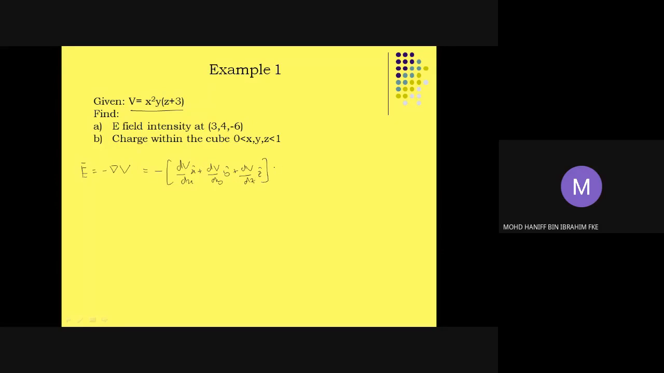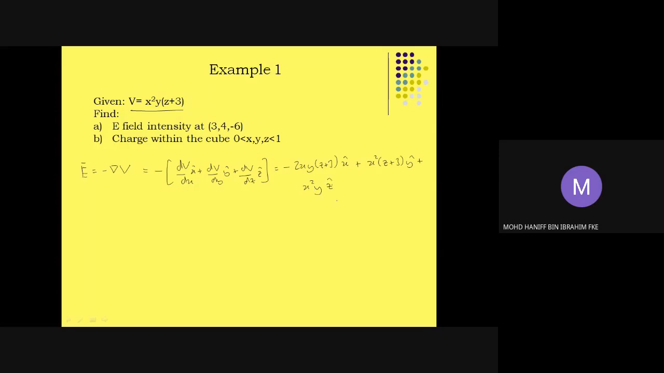Okay, so we have to differentiate the V with respect to x, y, and z. So that will give us negative. For dV over dx, it will give us 2xy z in the direction of x, plus dV over dy. We differentiate this V, and we are going to have x squared z in the direction of y, plus the differentiation of V with respect to z. For these terms, we are going to have x squared y only, in the direction of z.